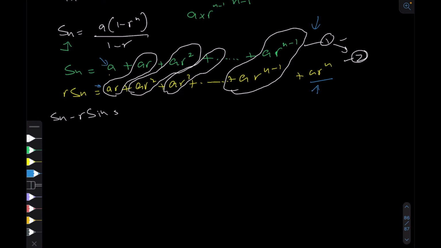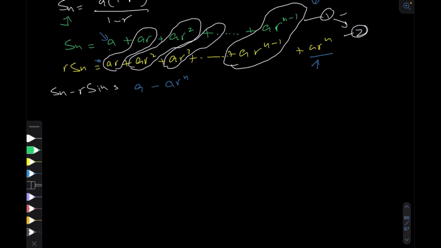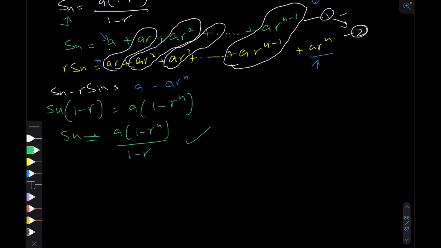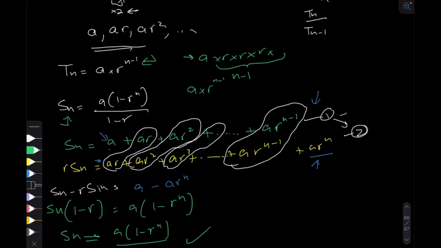So what I'm left with is a minus ar^n. The rest is just algebra. I can take Sn common, so it becomes Sn times (1 minus r). This is equal to, let's take a common here, a times (1 minus r^n), and just push this into the denominator, and we get our formula. So this was a short proof to convince you that this is actually true.